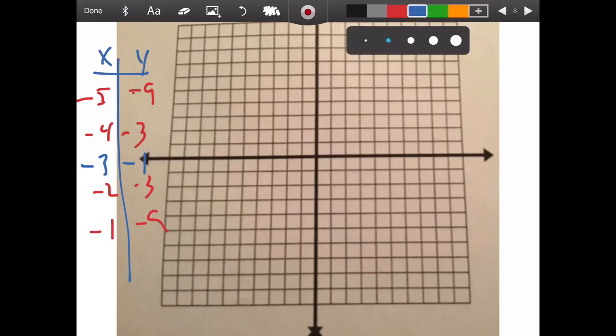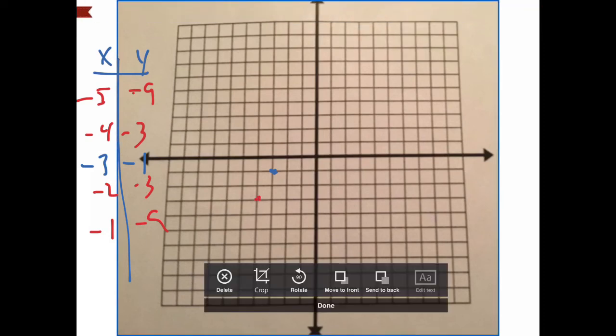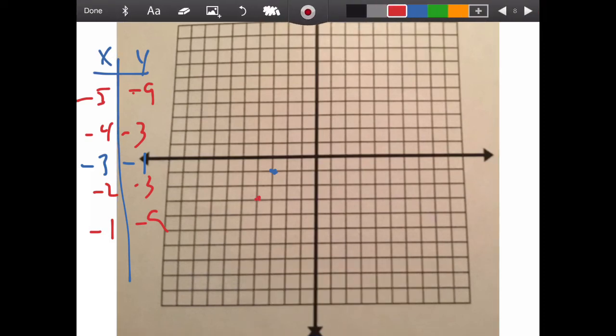So this is going to be negative 3, negative 1. And then the rest of them, negative 4, negative 3, and the other one here. And then negative 5, negative 9, and negative 1, negative 9. And of course it opens down, which should not be a surprise because we already labeled it. And there's your graph. There's your table. All said and done there.